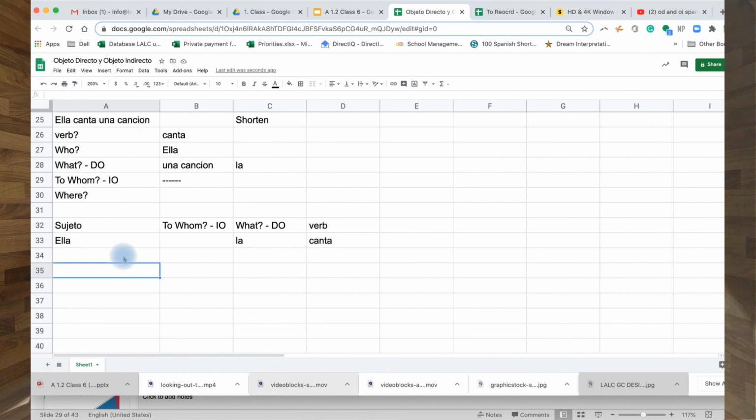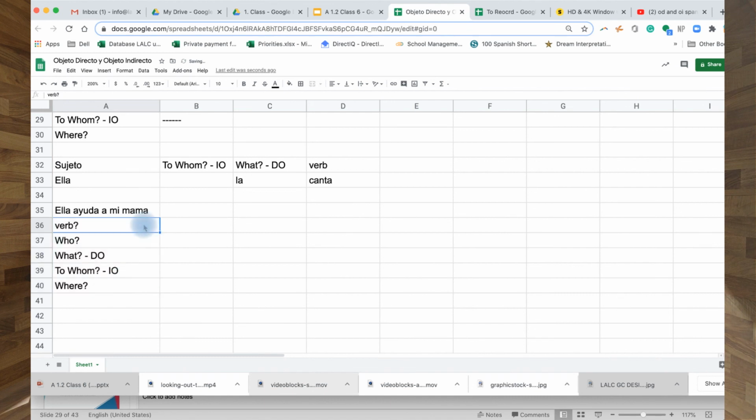Can you see? And another example that my students ask me a lot about is this one. For example, ella ayuda a mi mamá. Okay, so the verb is ayuda, right? Who, ella. What, she helps. So this is the part where it sometimes gets confusing.